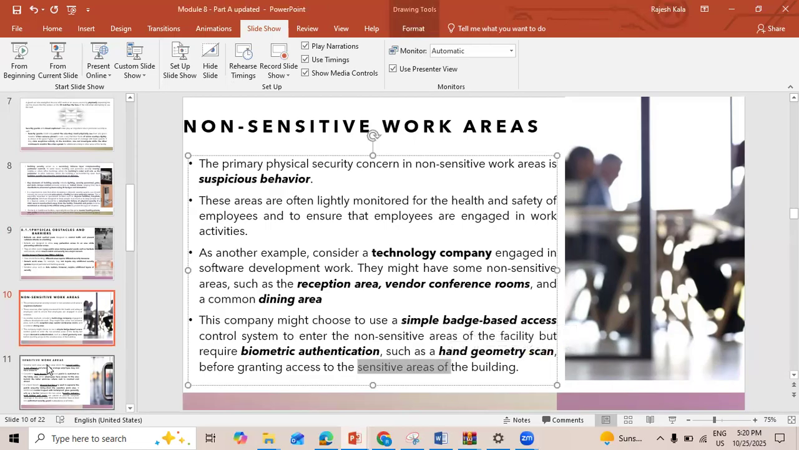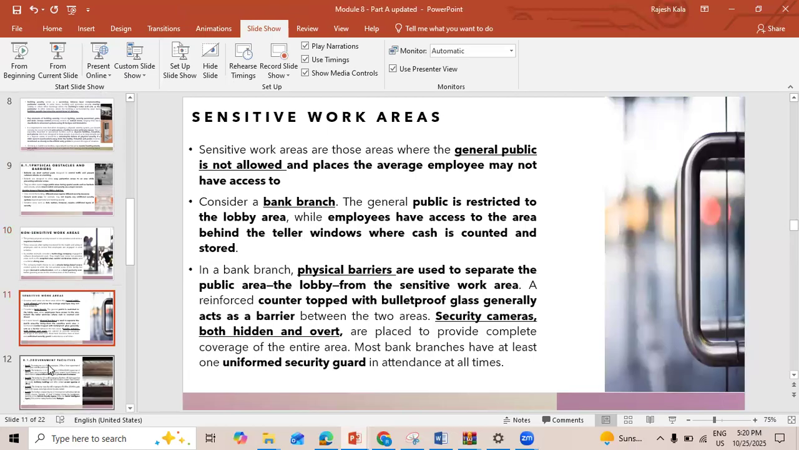Then what are the sensitive work areas? Sensitive work areas mean the data center, the server room, the network room, like that. Those are rooms which are not allowed to the public. Normal employees are not allowed there. Only highly positioned managerial people or technical people are allowed to enter.